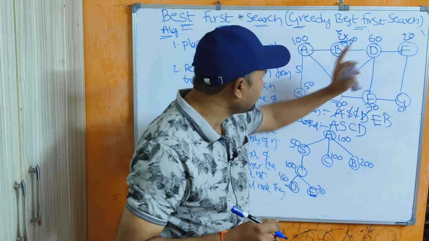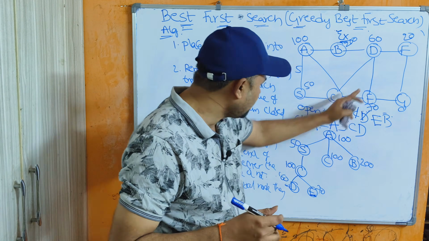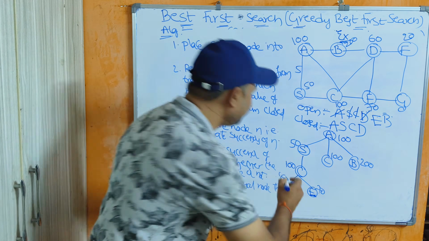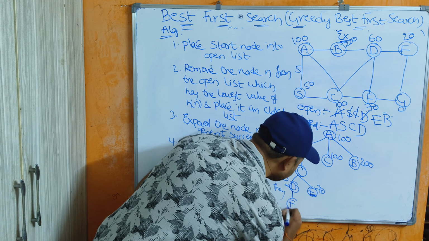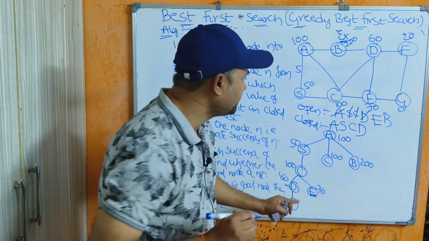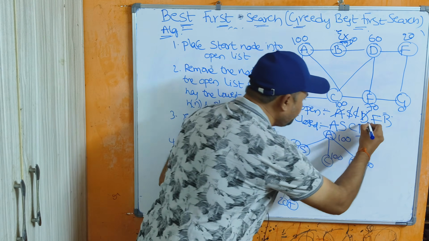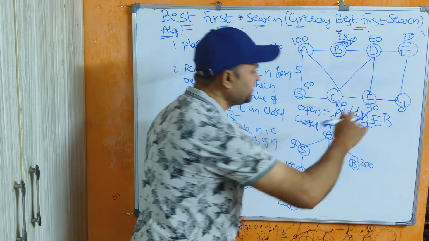Now, what are D's successors? E is already explored. So D's new successor is only one, that is F. What is F's heuristic value? 20. This 20 is smaller than E and B, so we have to place F before E and B.